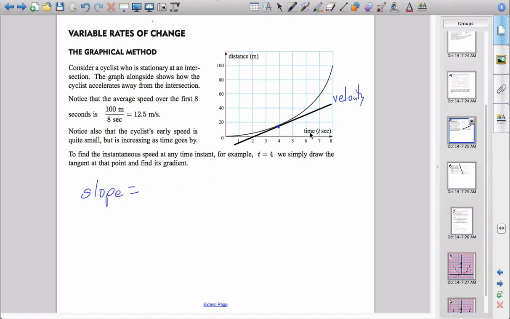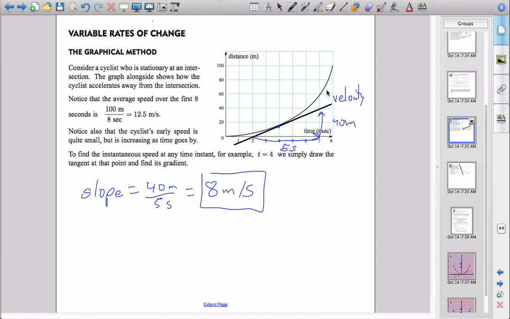So the slope of the tangent line here is going to be equal to, well, let's look at the change in y is 40 meters. And the change in x here is 7 minus 2 is 5 seconds. So you're going 40 meters in 5 seconds. So it's 40 meters divided by 5 seconds, which is 8 meters per second. So that is the speed of the cyclist at 4 seconds.